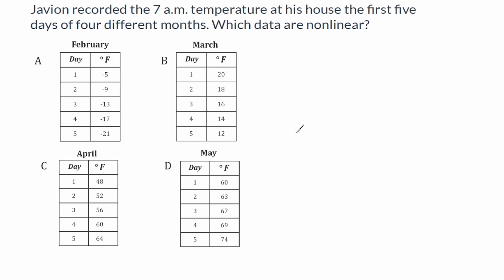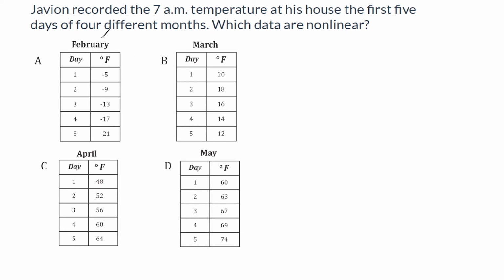All right, this problem reads that Javion recorded the 7 a.m. temperature at his house the first 5 days of 4 different months. Which data are nonlinear? So basically what we're doing is looking for which set of values in a table would not form a straight line.